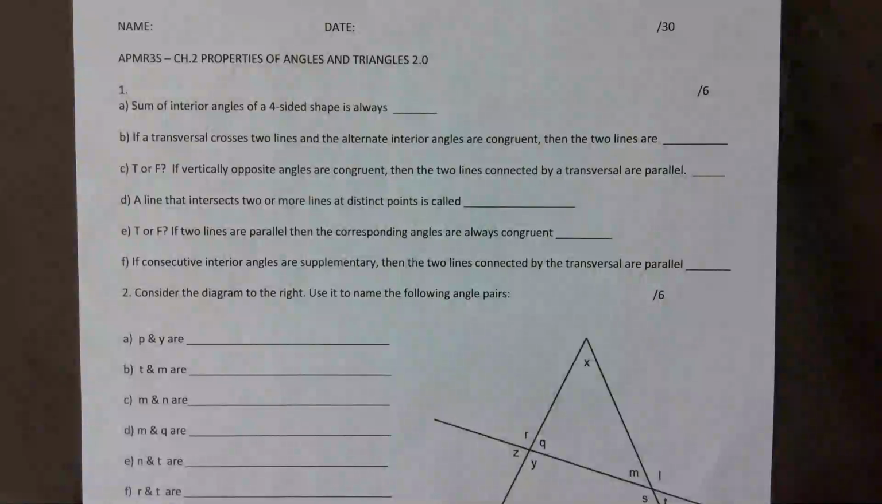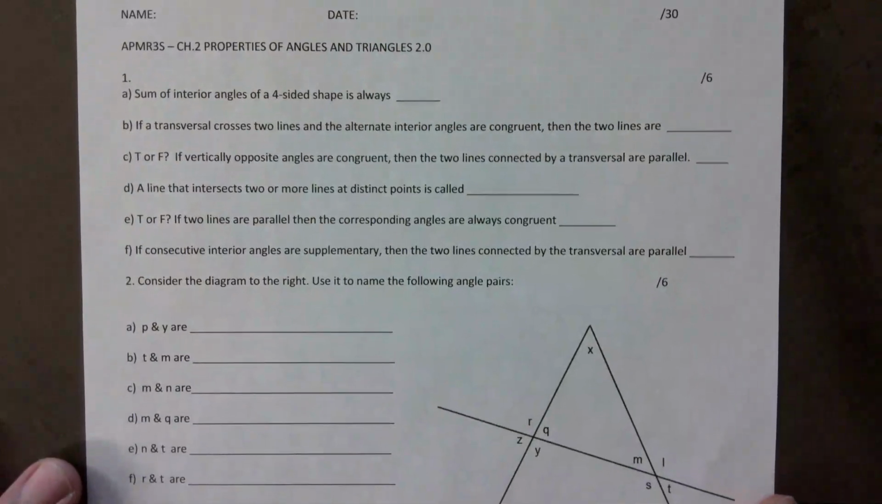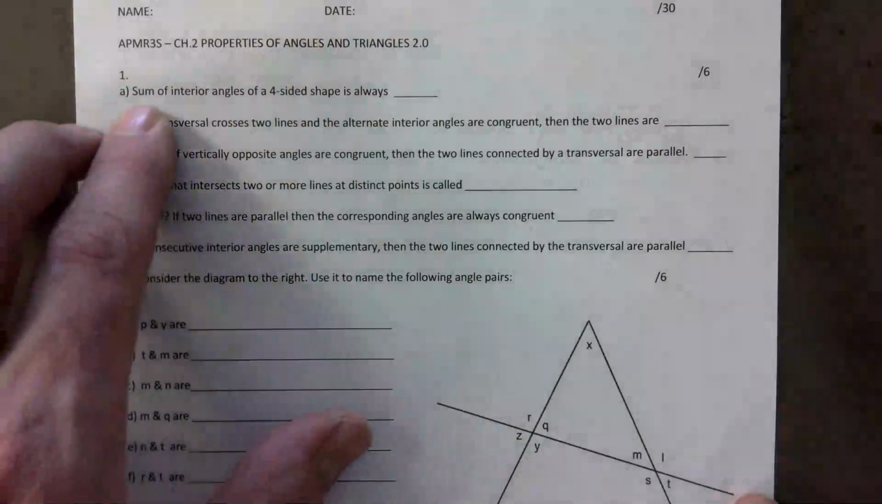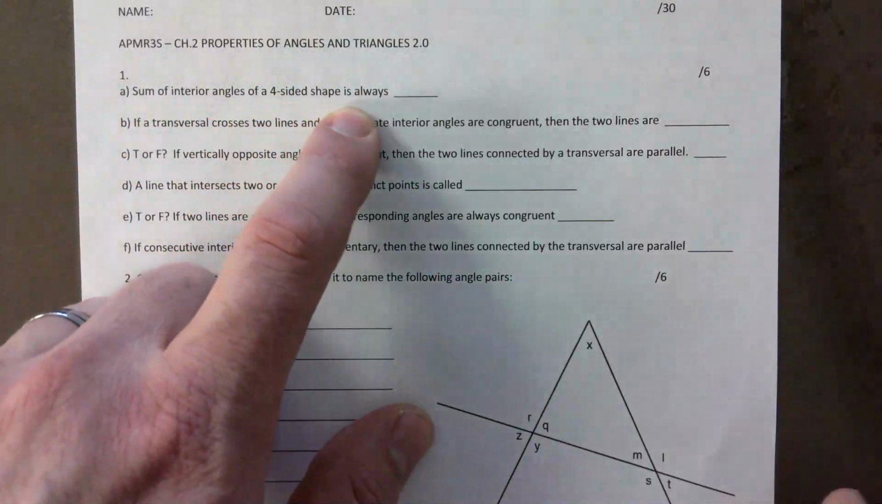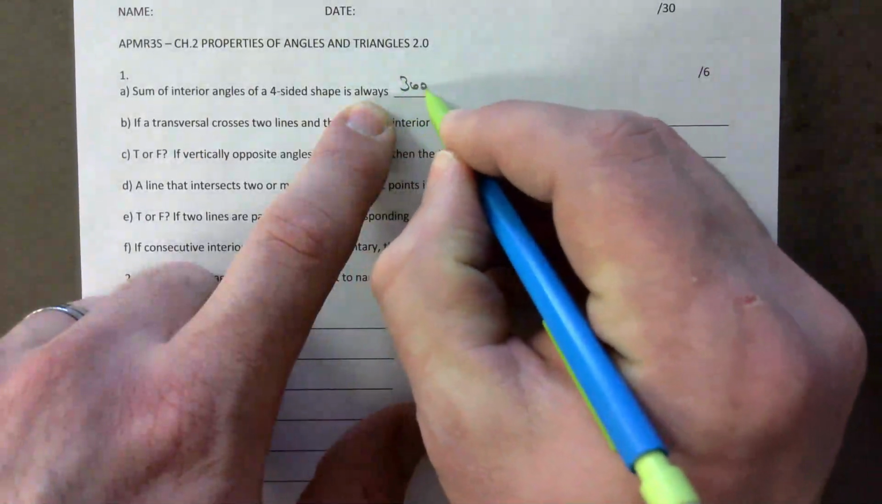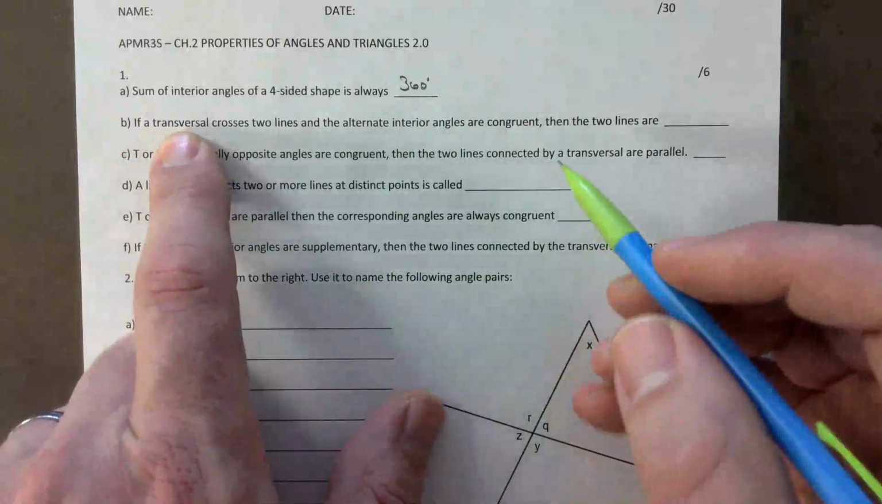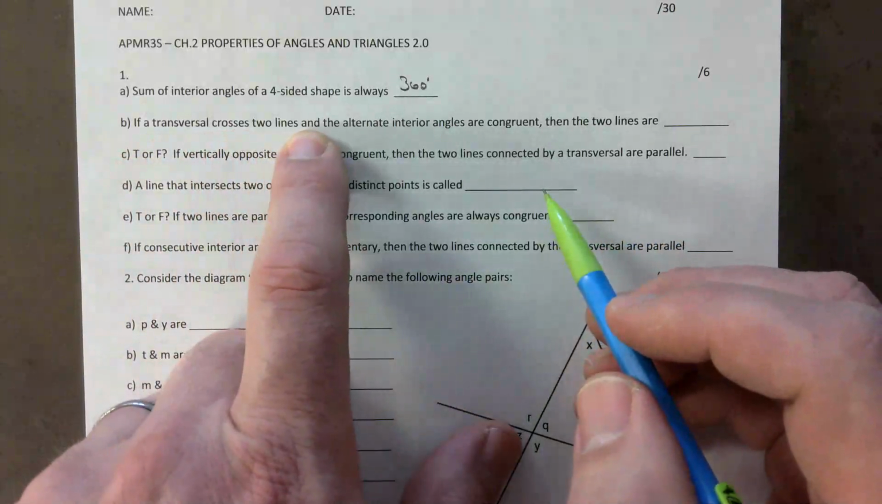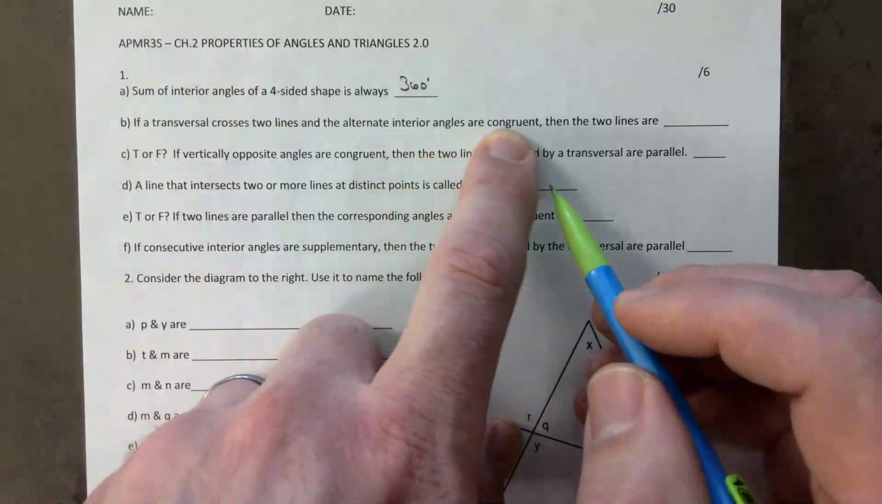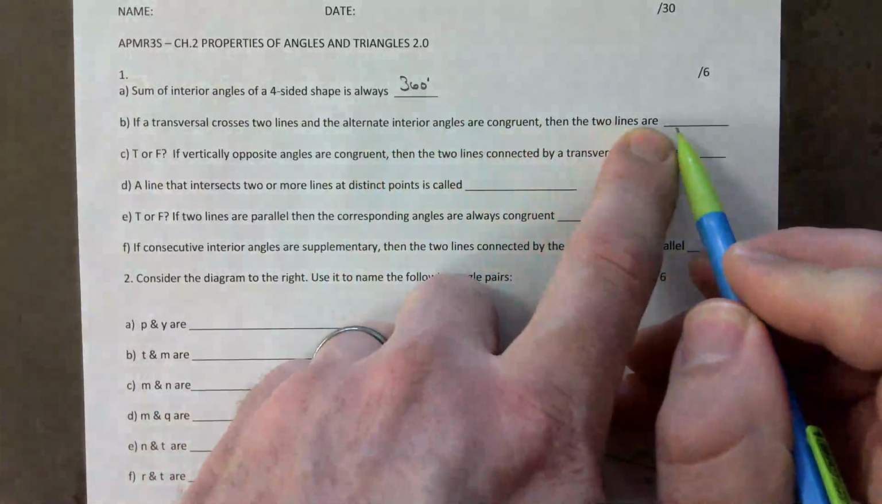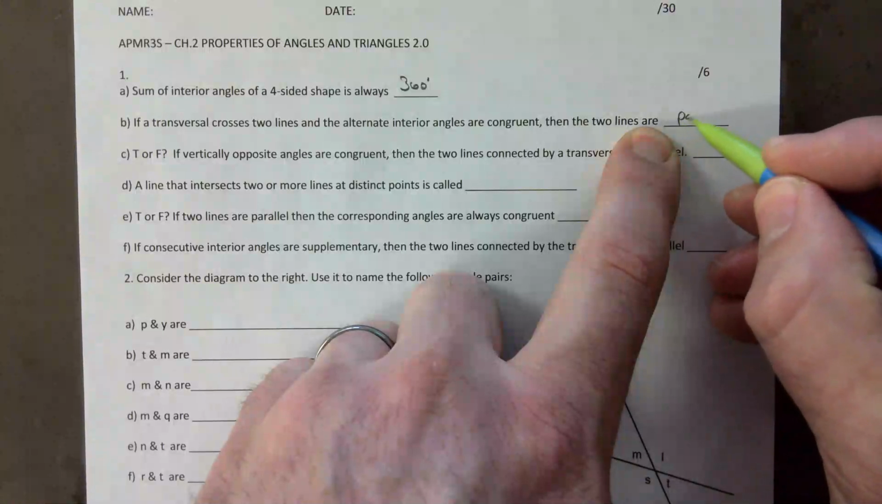Because I do want you to take these and learn, okay? All right, the sum of interior angles of a four-sided shape is always 360 degrees. A mark for each one of these guys. If a transversal crosses two lines and the alternate interior angles are congruent, then the two lines are parallel, yes.